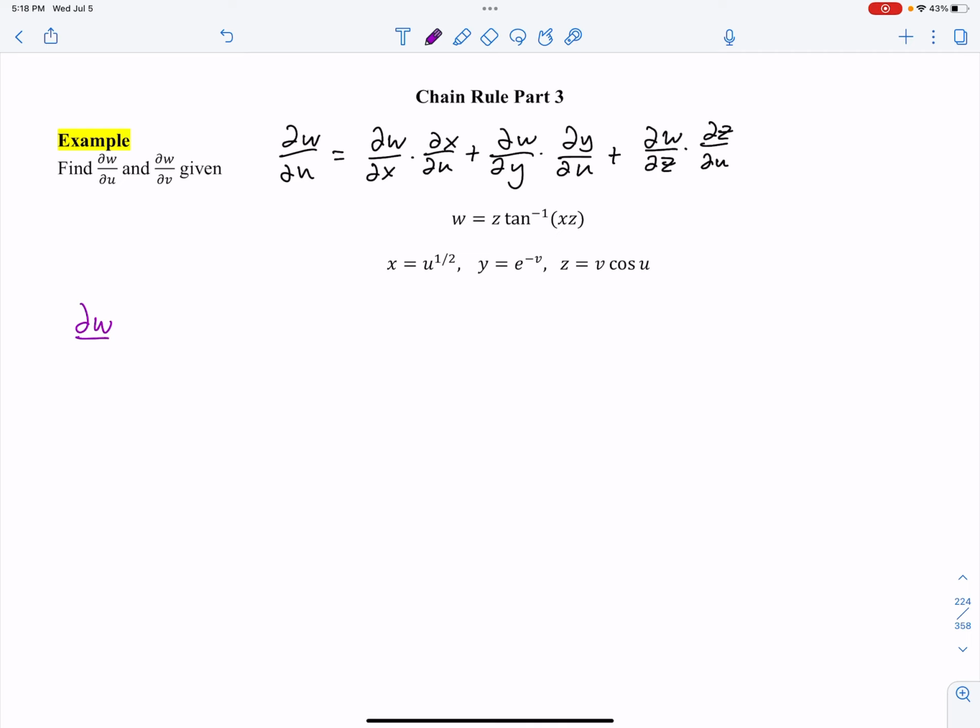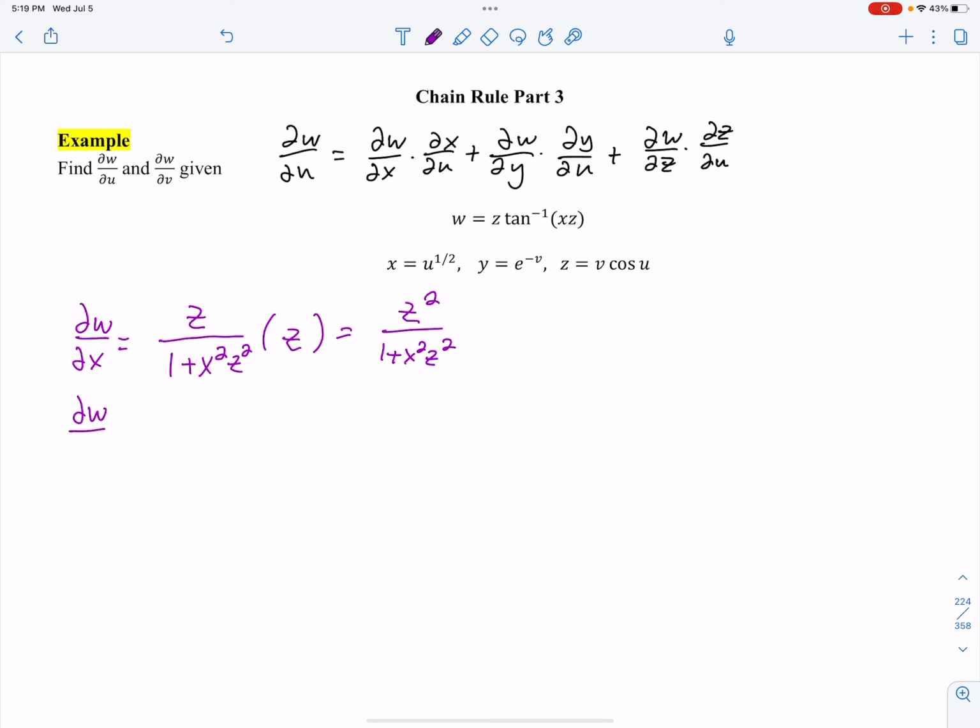So it's the partial of w with respect to x. There's only one x, so the z in that definition is going to count as a constant. Remember, the derivative of arctan is 1 over 1 plus the argument squared. So it's going to be over 1 plus x squared z squared, and then we have to multiply by the derivative of the inside with respect to x, which is just going to be a z. All right, so we got z over 1 plus x squared z squared.